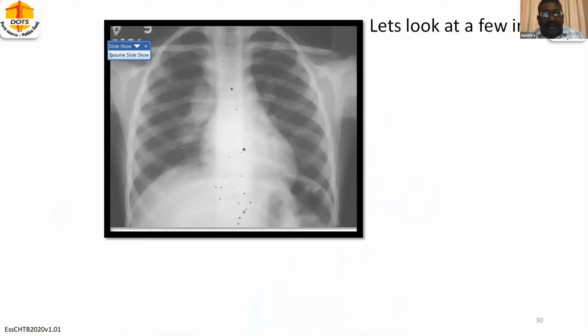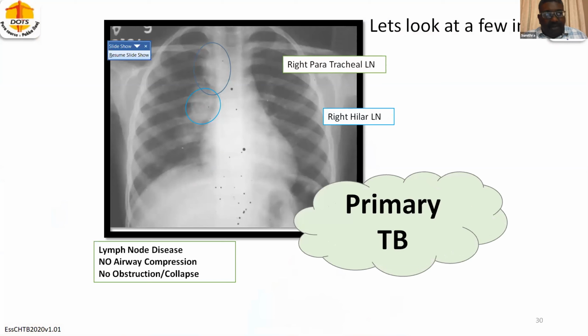We have got the paratracheal lymph nodes, both the right paratracheal and the right hilar lymph node. This is a primary tuberculosis. With the lymph node disease, there is no airway compression. This is also very important. In primary tuberculosis, there will usually not be airway compression, and there will not be any obstruction or collapse.